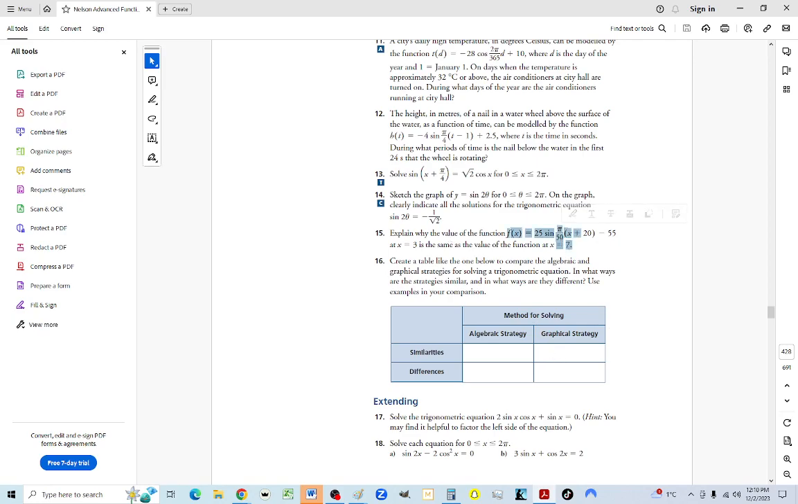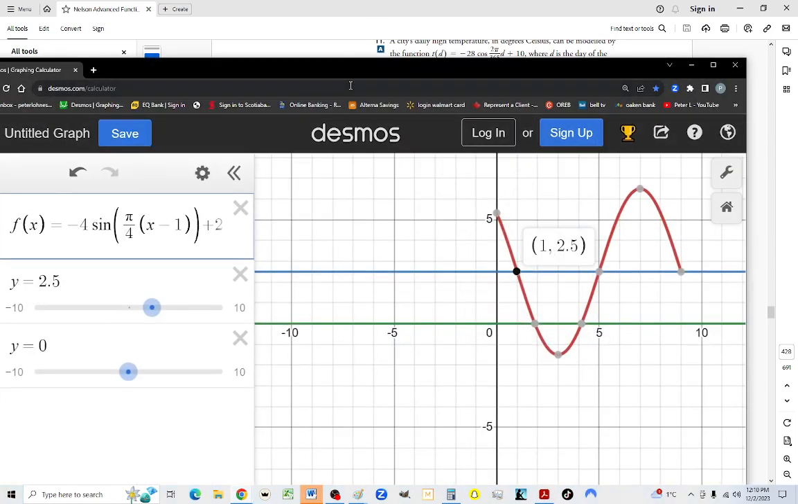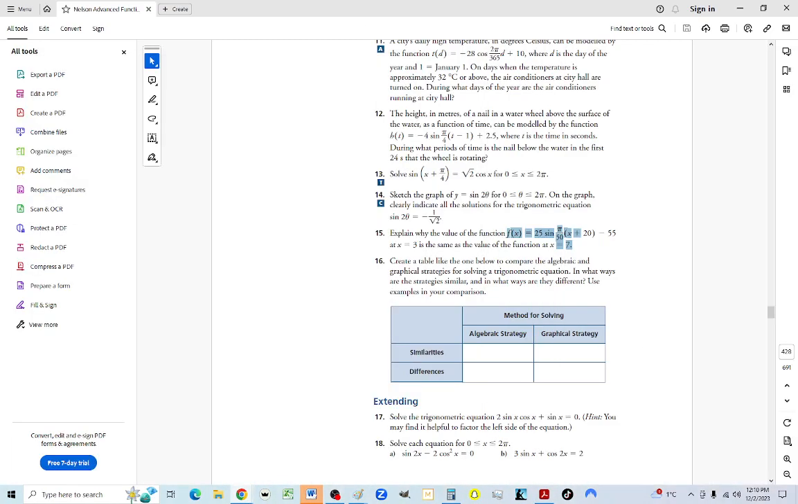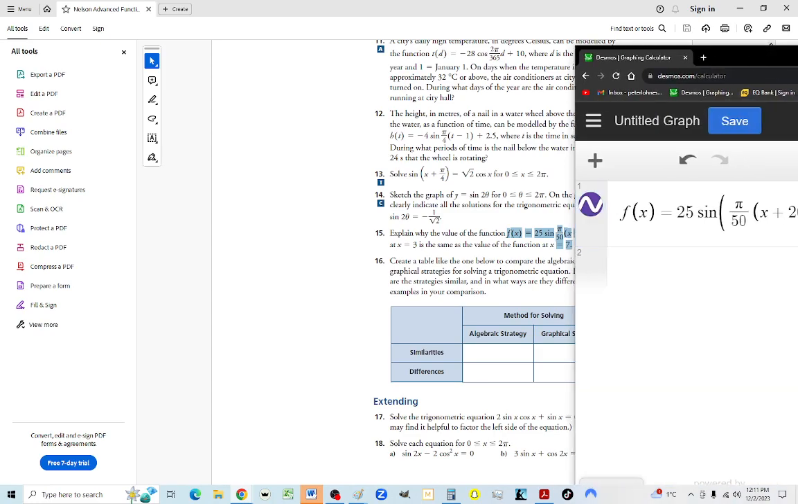I mean, instead of doing the calculations, I'm going to just graph that and show why. So we're talking about f of x is equal to 25, so that's stretched. Pi over 50 creates a period of 100, and plus 20 puts it to the left by 20 and minus 55. And then I'm going to just adjust it way up high to 25 and way down low to minus 50. And I'm going to go from 0 to 100.